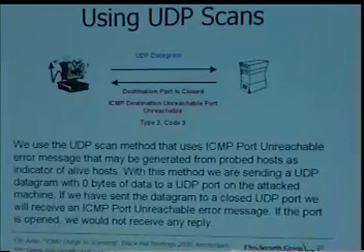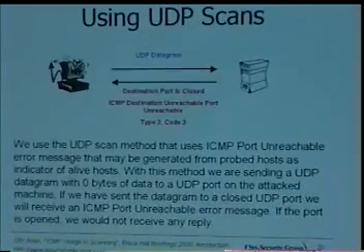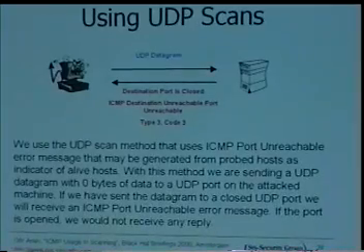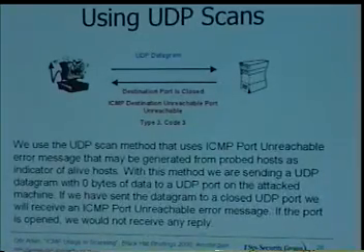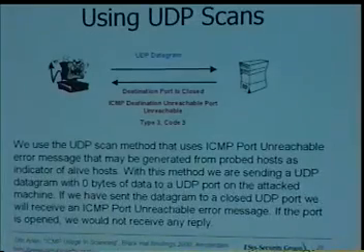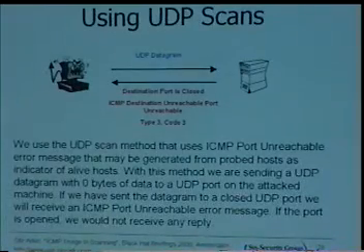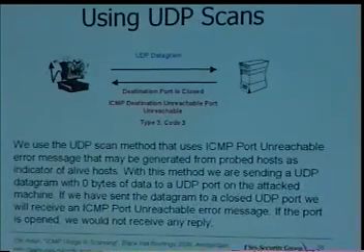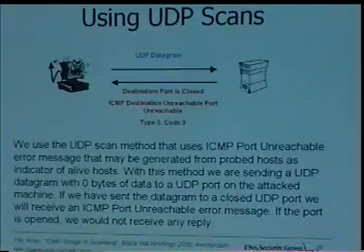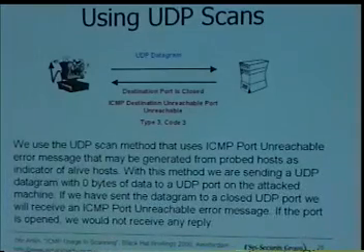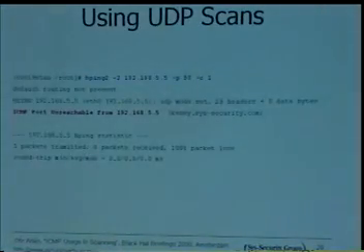UDP scans are pretty neat as well. Basically, when we are sending a UDP datagram and it hits the closed ports, we will get ICMP destination unreachable, port unreachable back, type 3, code 3. Now, we know that UDP is unreliable, and we just don't like to use that. But what if we are going to use some advanced modes?